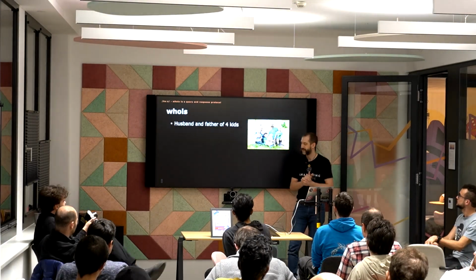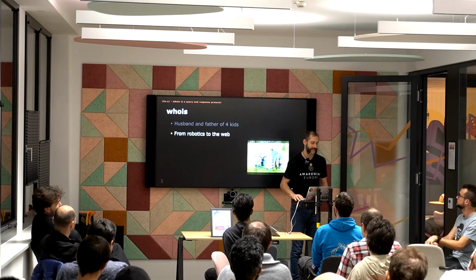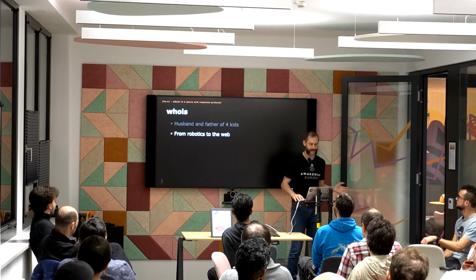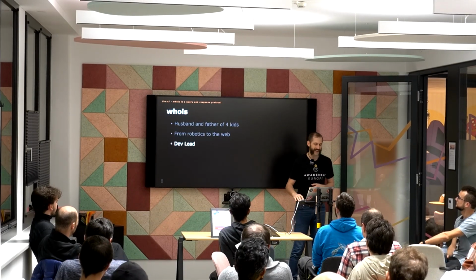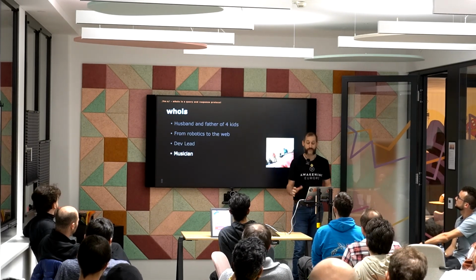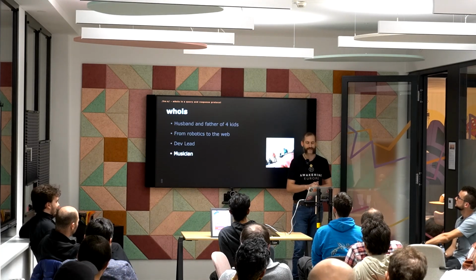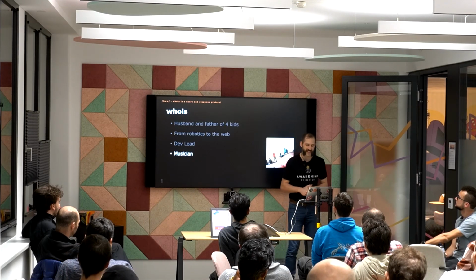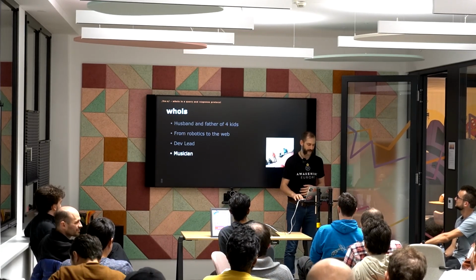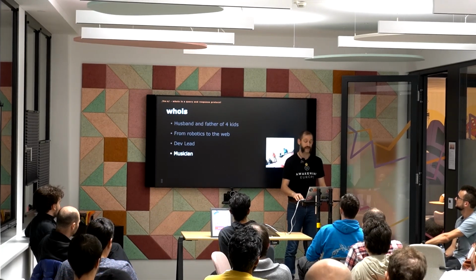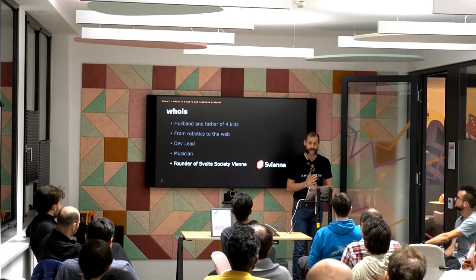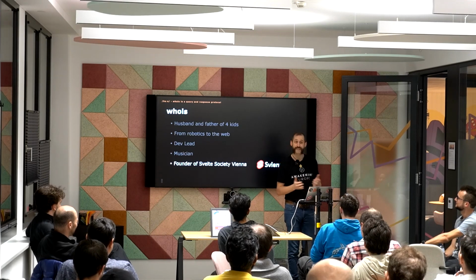So who is this guy who's talking to you? I'm a husband and father of 4 kids. I started out in robotics and then turned to the dark side, to the web. I'm currently a dev lead at Emakina, which is an EPAM company. I'm also a musician because with 4 kids, I have plenty of spare time. Recorded 1 studio album, 1 studio single, and play regularly in a band. I'm also one of the founders of Svelte Society Vienna, or Sviena, and it's great to have you all here.